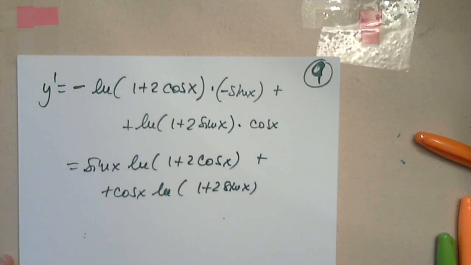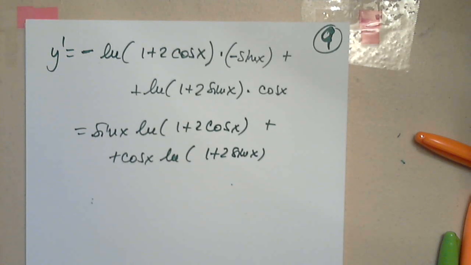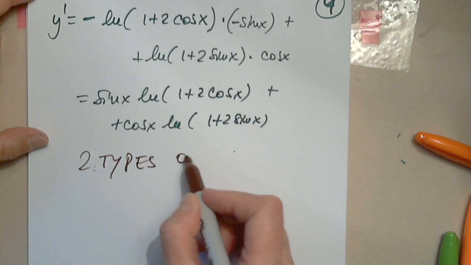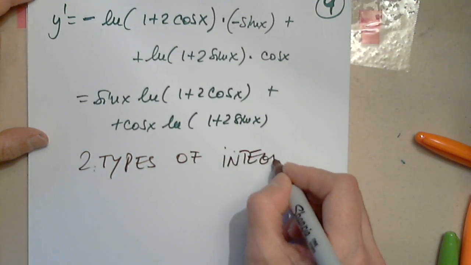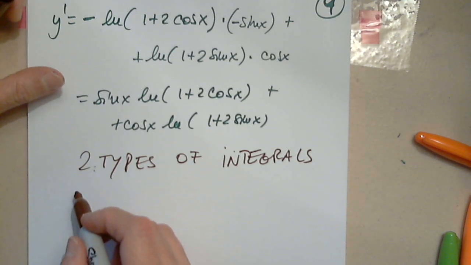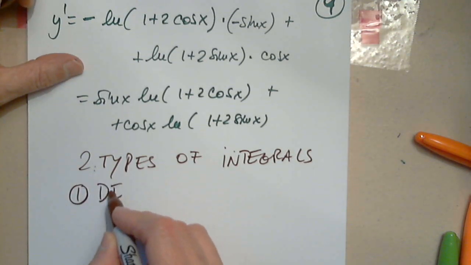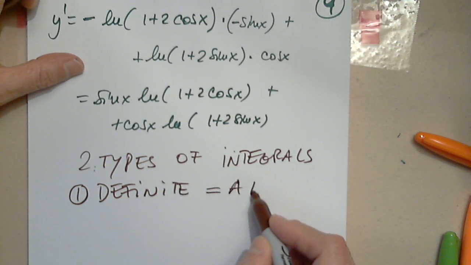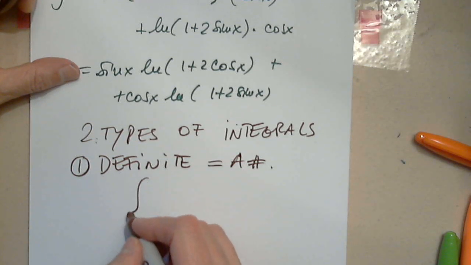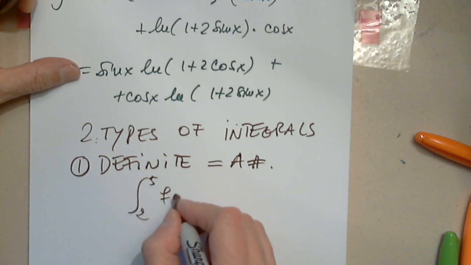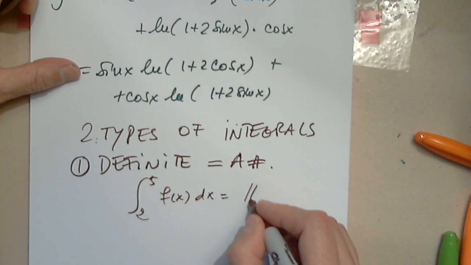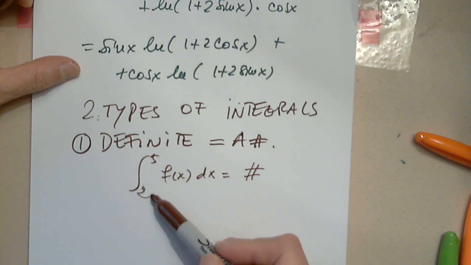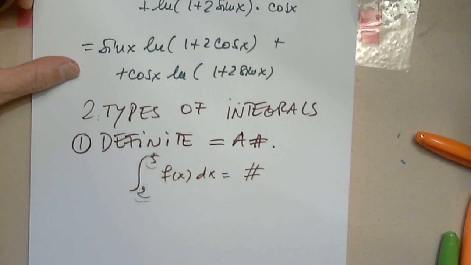Okay, so the next topic that we want to look at is we do have two types of integrals. One that we just looked at, definite. Definite integrals are always a number. So, for example, the integral from 2 to 5 of f of x dx, whatever f of x is, will always be a number. It's definite. It has definite limits, if you want. Lower limit of integration, upper limit of integration.